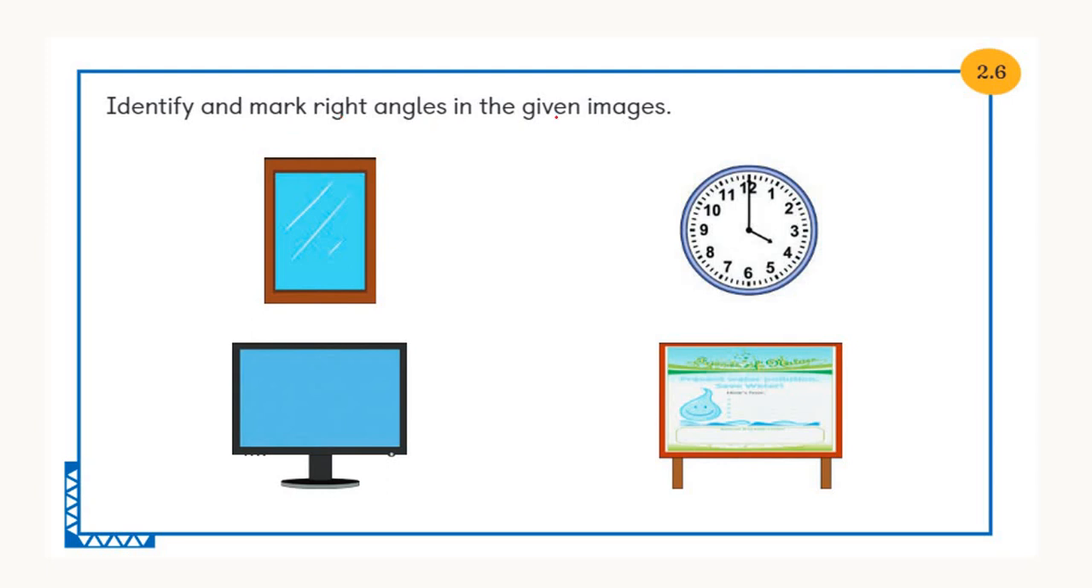Identify and mark right angles in the given images. To identify the right angles, keep in your mind the letter L. Letter L shows the right angle. You have to identify and mark right angles in the given images. Mark right angles, children. You will get many right angles, which measure exactly 90 degrees.